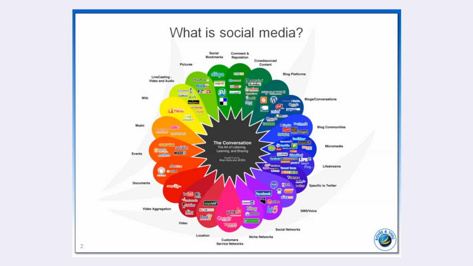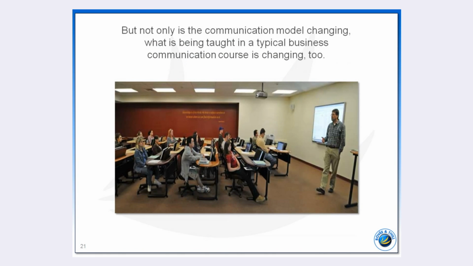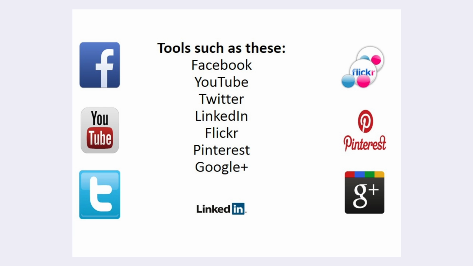In Bovee and Thill's text, this is how we describe social media. Social media are electronic media that transform passive audiences into active participants in the communication process by allowing them to share content, revise content, respond to content, or contribute new content. In short, social media is a conversation supported by online tools. Tools like these: Facebook, YouTube, Twitter, LinkedIn, Flickr, Pinterest, and Google+.